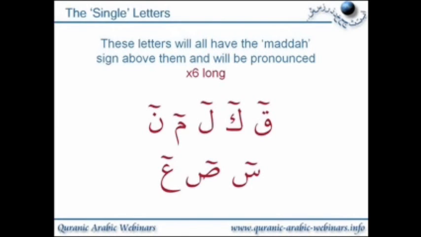So these ones, there's about 8 letters there, which all will carry the madda sign, both in the Uthmani and the Majidi script, and you just recite them as 6 long. But you recite the name of the letter, not the sound. So here you'd say qaf, not qa. Okay, so it'd be 6 lengths. Qaf.